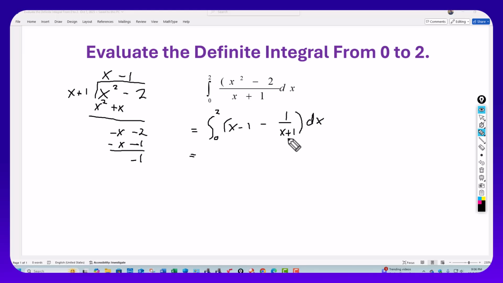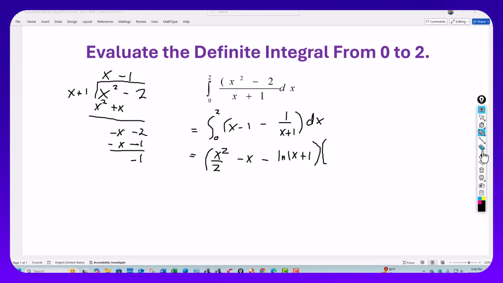Integral of x with respect to x is x squared over 2. Minus 1, the integral of that with respect to x is a minus x. And then we've got a minus 1 over the x plus 1. So let's put the minus out here. If you look at 1 over x plus 1, that's the form of your natural log here. So this would be the natural log of absolute value of x plus 1. No constant of integration here because we have a definite integral, not an indefinite one.